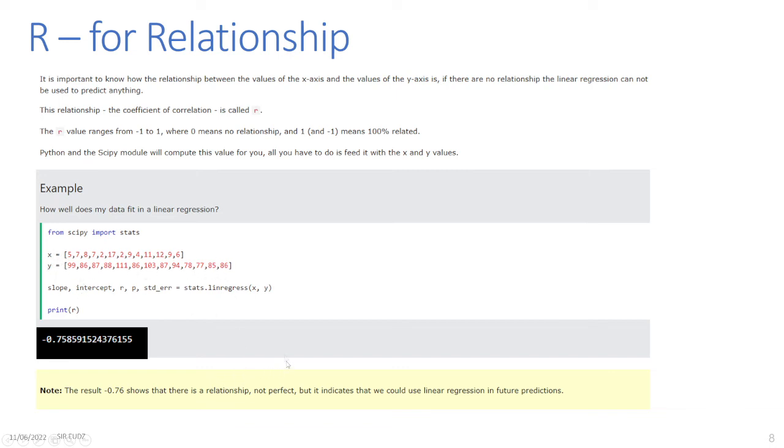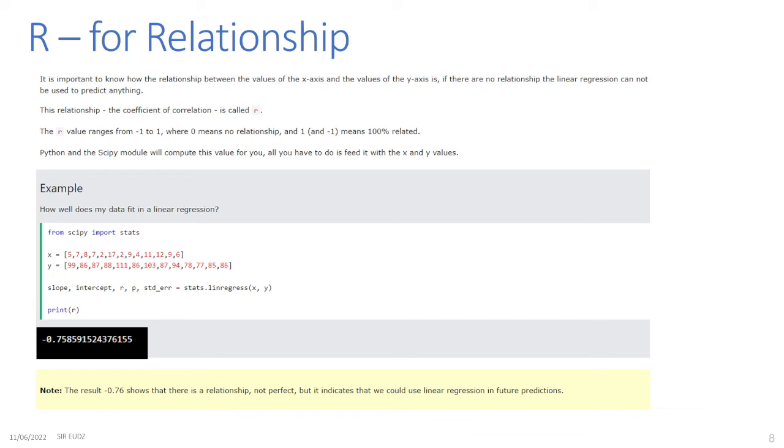So in this example here, we got a value of 0.76. So the 0.76 is not a perfect relationship, but it's already a good value to indicate, to predict using linear regression. So yeah, the result 0.76 shows that there is a relationship. And again, it's not perfect because it is not equal to 1, but indicates that we could use linear regression in future prediction. So that's a good value, good enough to use linear regression in future predictions if the data will be based from this.